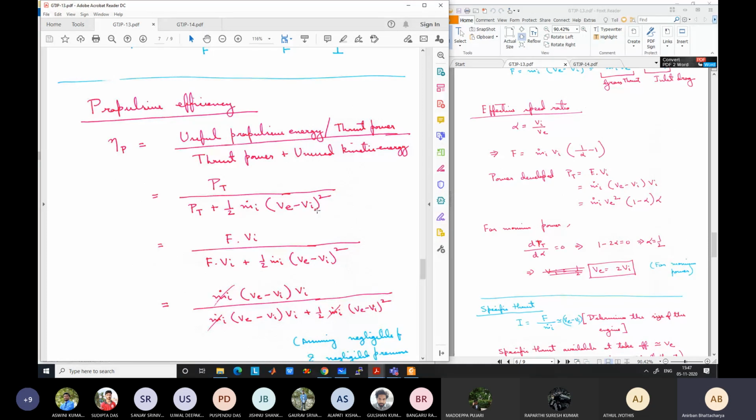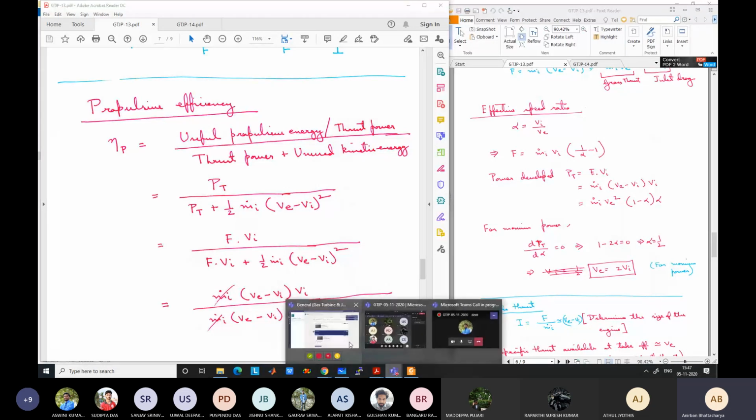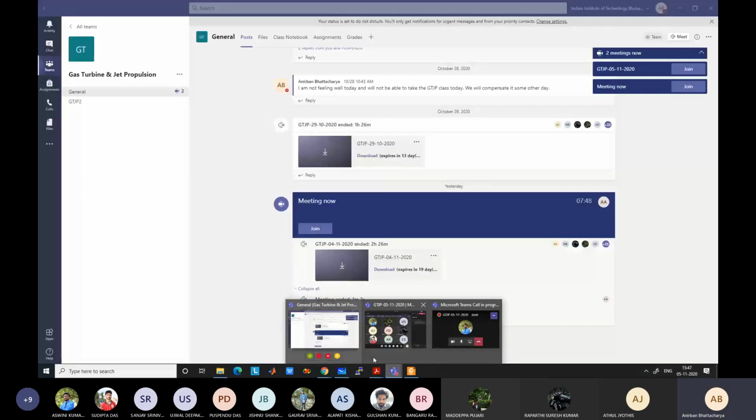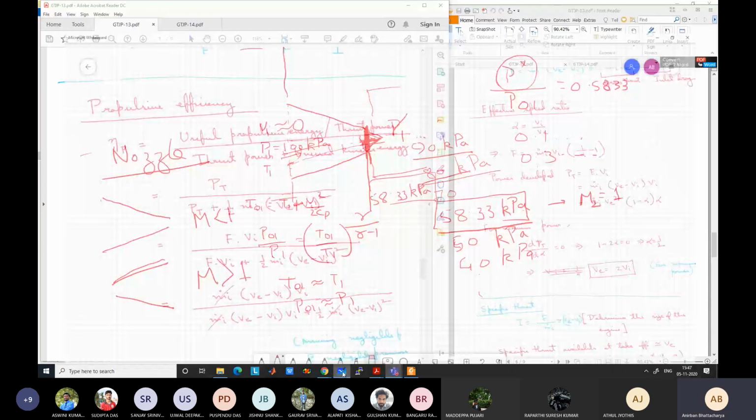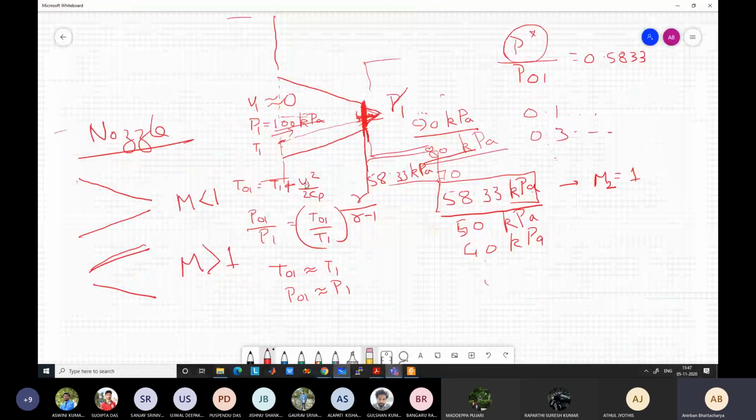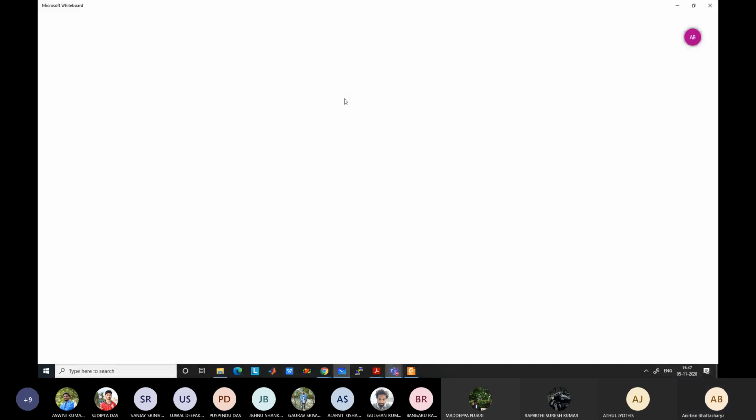Okay, so if you are a static observer sitting on the ground, as we have seen in the previous class again, I think. If you are a static observer on the ground, did we discuss it? Yes.